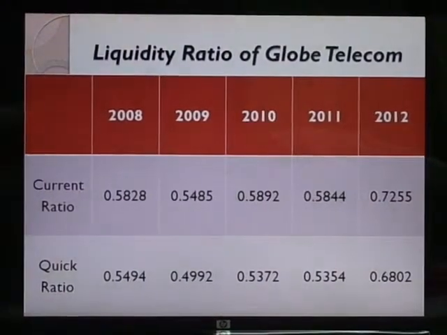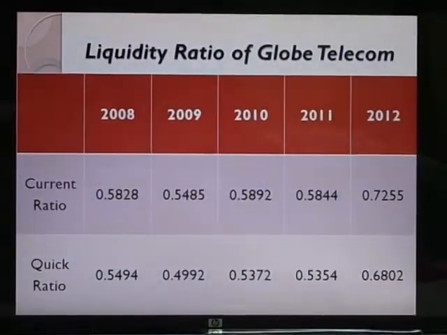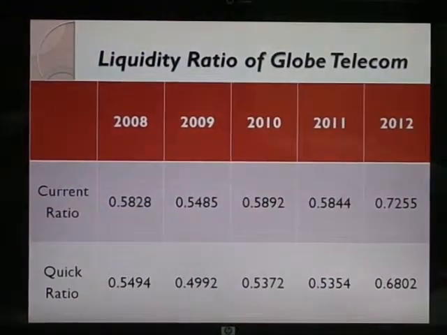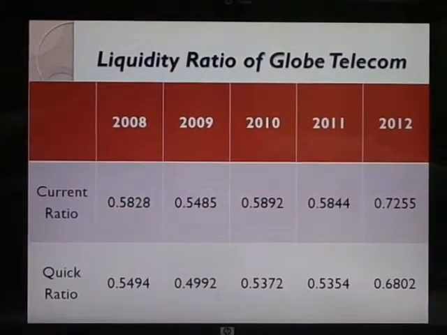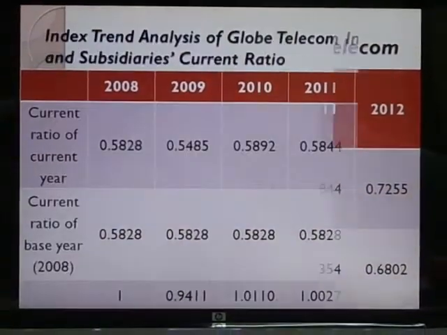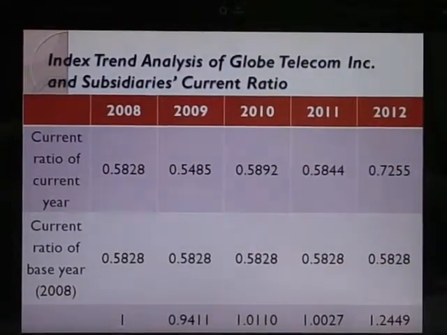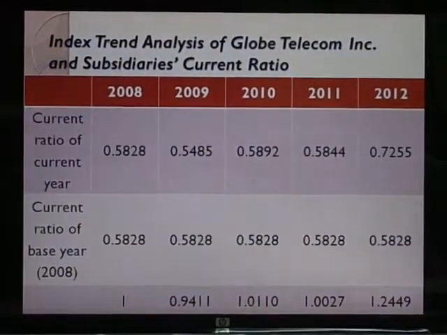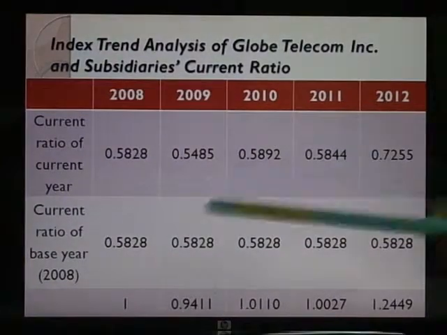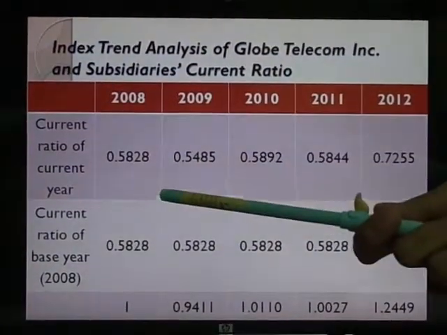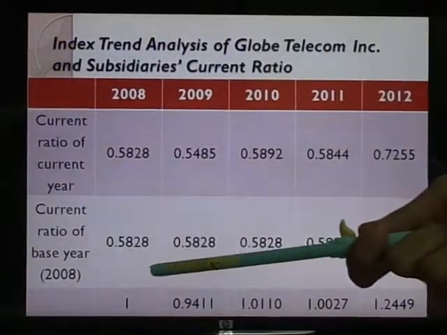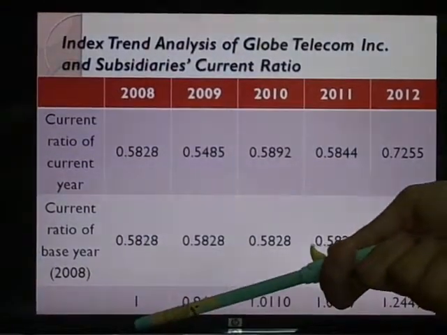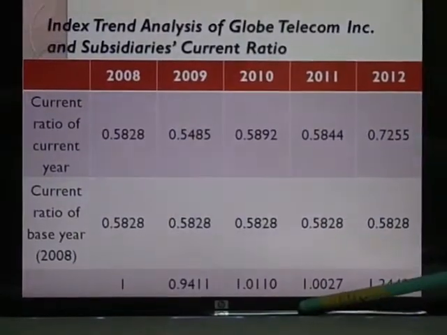Now, let's analyze the liquidity of Globe Telecom using index trend analysis. First, I get the current ratio and the quick ratio of the company from 2008 to 2012. I use the formula, the current year over the base year, to compare the liquidity of the company from 2008 to 2012. So, this is the current ratio of the current year. I divided it by the current ratio of the base year, which is 0.5828, and I get these answers. And as you can see, it is increasing.